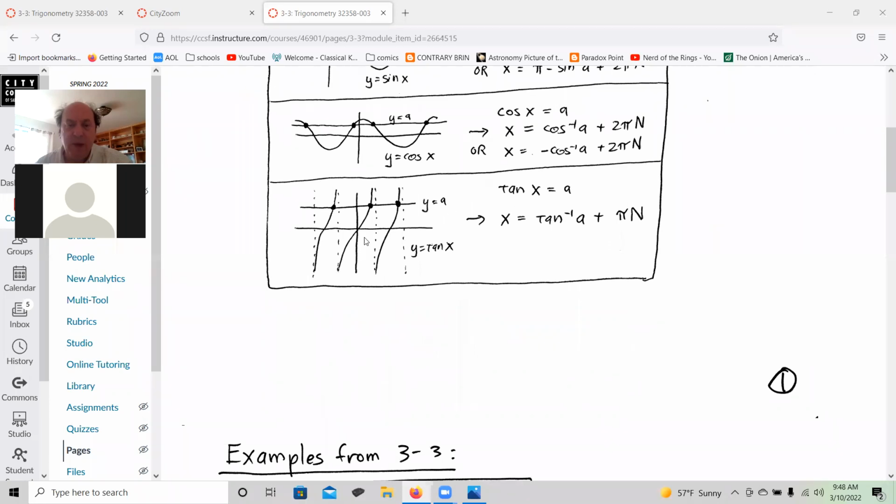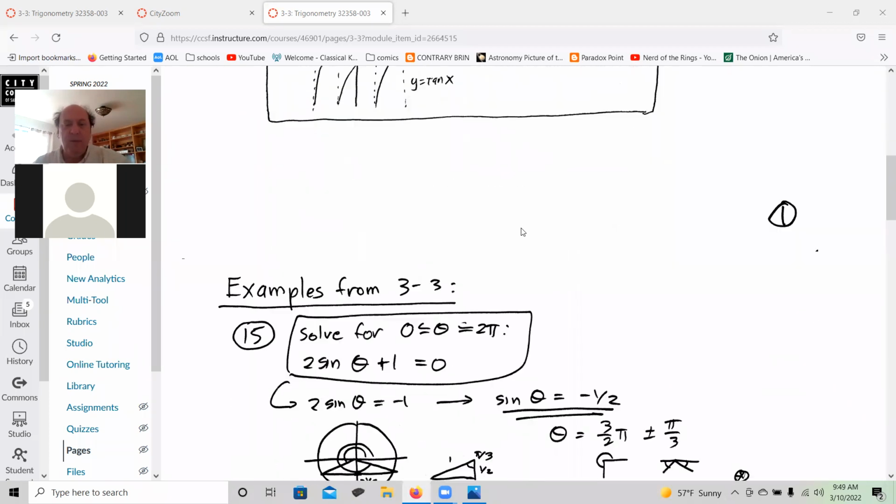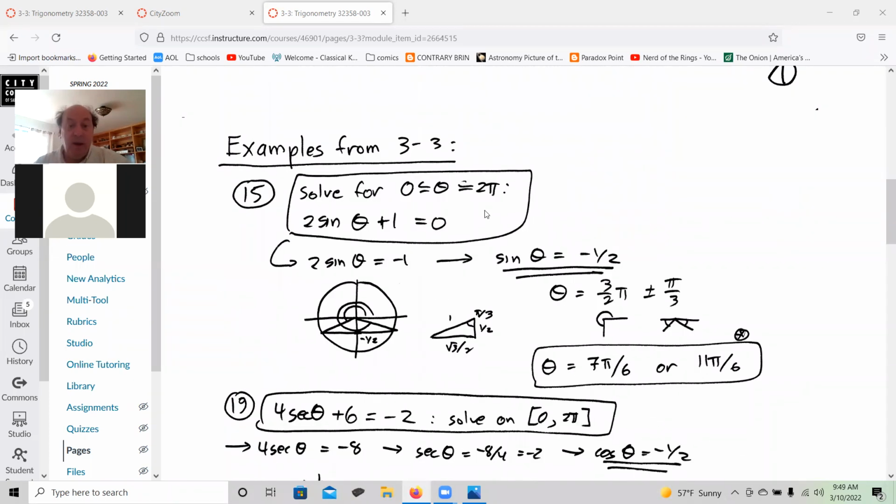For tan x equals a, here's a graph of tangent, here's a graph of y equals a. Here you have a solution arctan a, plus integer multiples of pi. So that's what we have. So, examples. A lot of these will simply be solved in the unit circle, 0 to 2 pi radians.